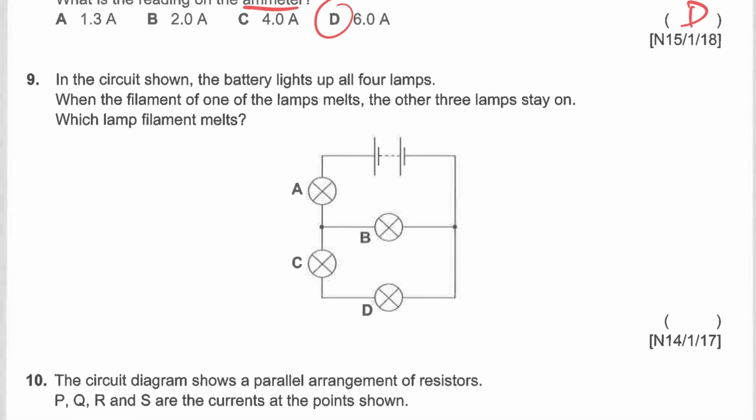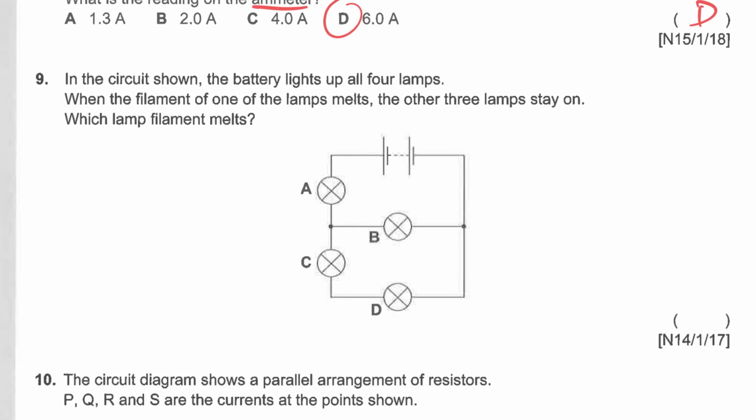Next, question 9. There are 4 bulbs here and it's given that one of the bulbs, the filament melts, okay, that means it's blown. The other 3 stay on, so they can still work. So which lamp will have its filament melted? If you look at it, as long as it can form a closed circuit, this bulb and D will light up. 3 are lit up and only B is the one that is blown. So B is the one whose filament melts.